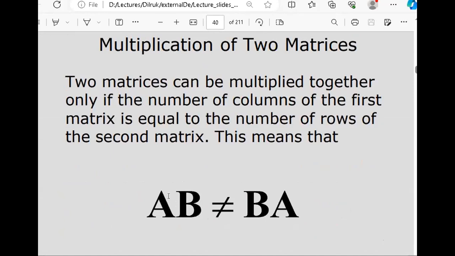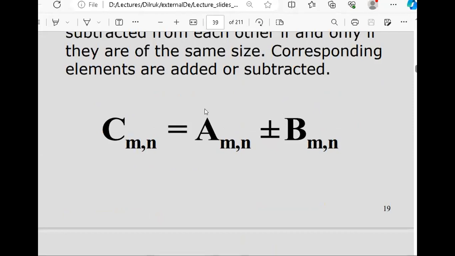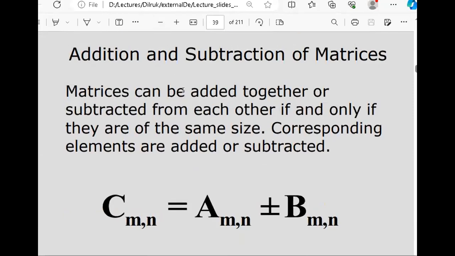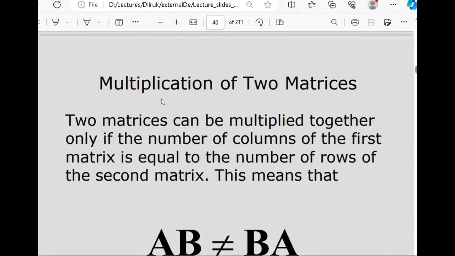You can also multiply two matrices, and again you get another matrix. Addition is commutative, which means the order of the two matrices does not matter: A plus B is the same as B plus A. But for matrix multiplication, the commutative property does not hold.